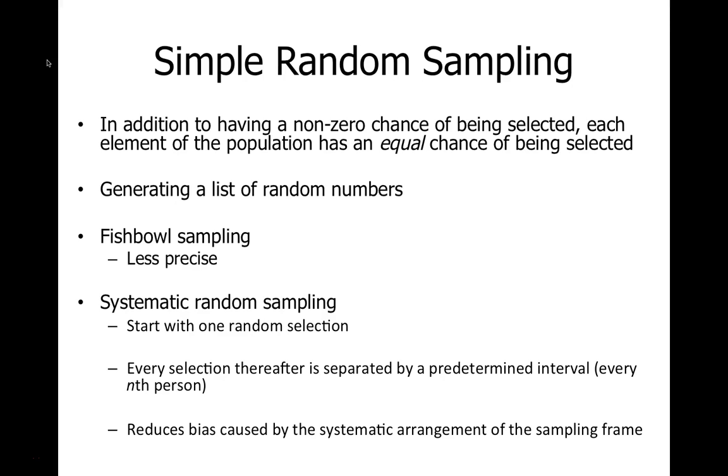And this may reduce bias caused by some sort of systematic arrangement of a sampling frame. So maybe our sampling frame is listed numerically according to when people signed up for a particular program, or age, or alphabetical, or something like that. So this will help sort of correct for some of that.